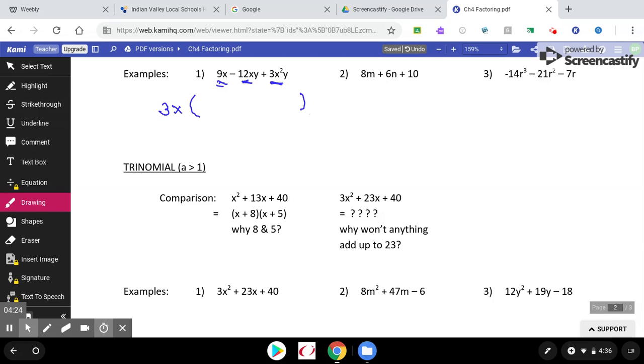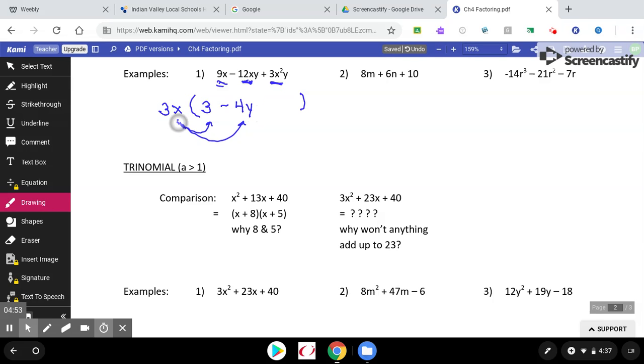So now we just have to do the distributive property in reverse, and try to figure out 3x times what will give me that first answer. Well, 3 times 3 is going to give me the 9, and there was already an x, so I got that covered. Minus 3 times what will give me 12? 3 times 4 will give me 12. I already have an x, so I don't have to worry about the x. But where did the y go? Well, it doesn't go away, so I need to still have it.